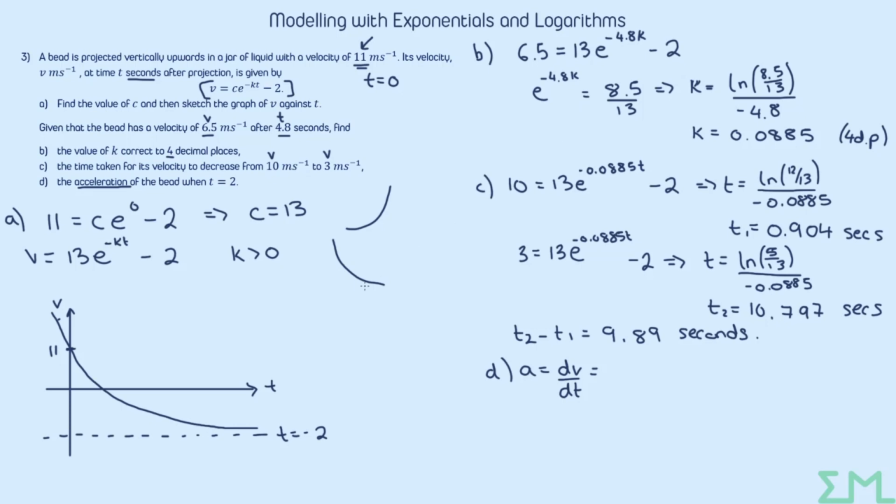So we're going to look back at our v, which I don't think we've written down anywhere in its completeness. So let's just pop it down over here. V equals 13e to the negative 0.0885t minus 2. Okay, so let's differentiate this. We're going to bring down the number in front of t. That's our k in this case. So it will be minus 0.0885 times 13e to the minus 0.0885t. And the negative 2, well, constant term, differentiates to 0.